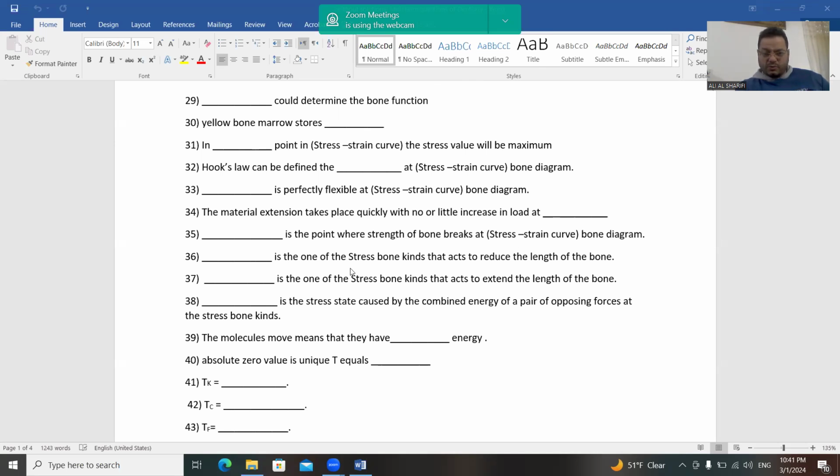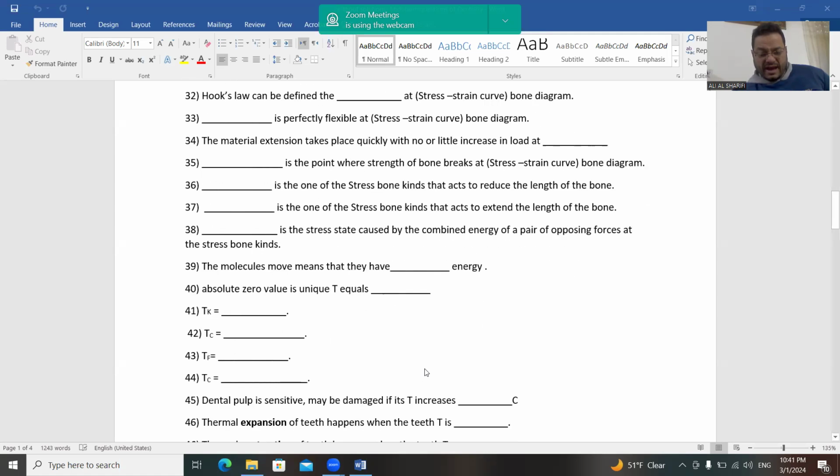Blank is one of the stress bone kinds that acts to reduce the length of the bone. Blank is one of the stress bone kinds that acts to extend the length of the bone. Here is the stress state caused by the combined energy of a pair of opposing forces at the stress bone kinds. The molecules move when they have something with energy.